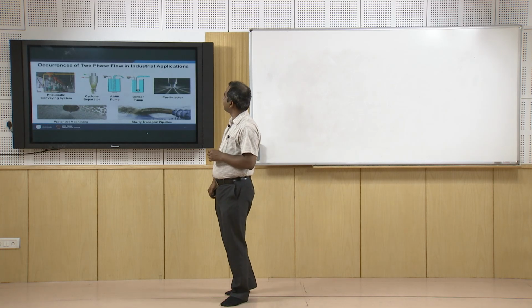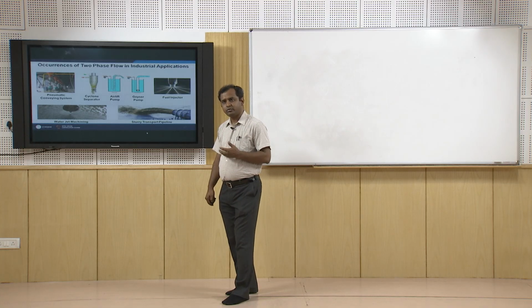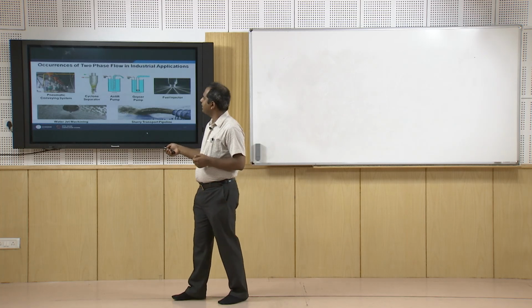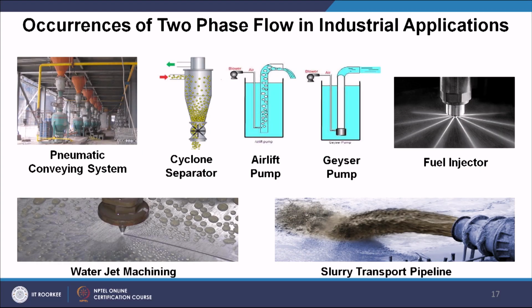A few examples over here for industrial applications, because without industrial applications we do not feel the subject is becoming interesting. So a few examples of industrial applications. In case of pneumatic conveying, you will find gas solid two-phase flow over here. In case of a cyclone separator, once again using this cyclone separator we can separate the solid from the gas. So this is once again an example of gas solid two-phase flow.